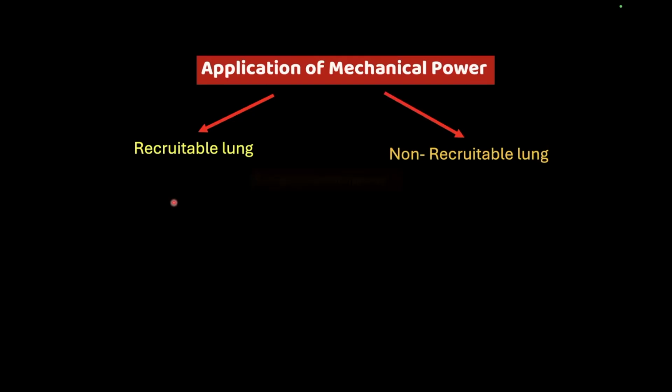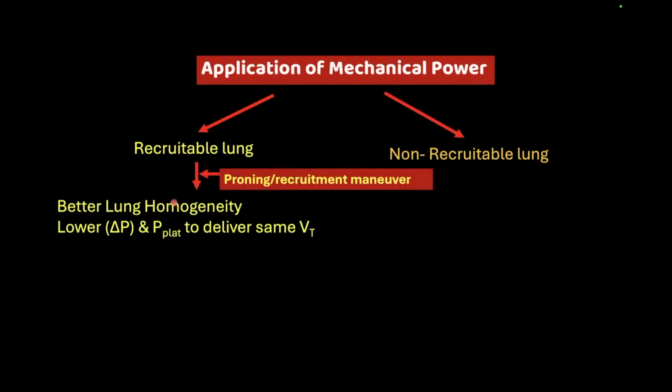And hence, when you are applying mechanical power, you need to see whether a lung is recruitable or not recruitable. And if your lung is recruitable, you can apply recruitment maneuvers like proning or recruitment maneuver, and you will see that you can achieve better lung homogeneity. You will reduce the stress raisers, and you will reduce the driving pressure and plateau pressure to deliver the same tidal volume and less ventilator-induced lung injury.